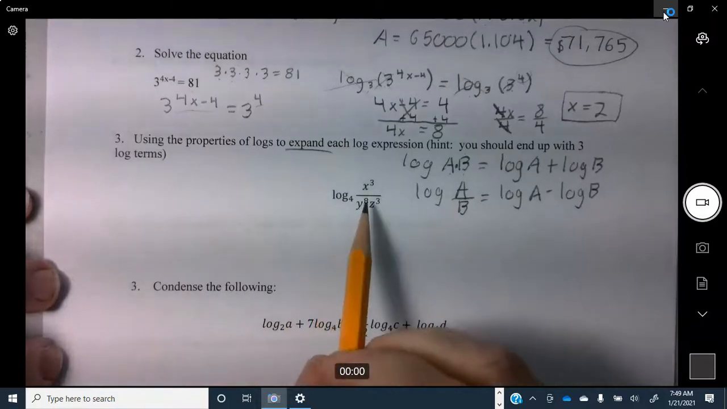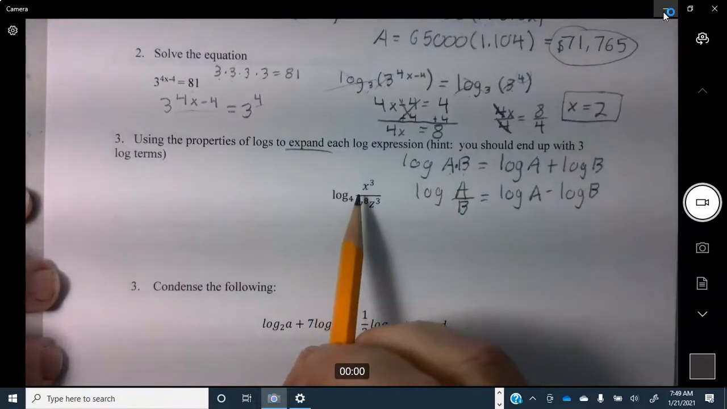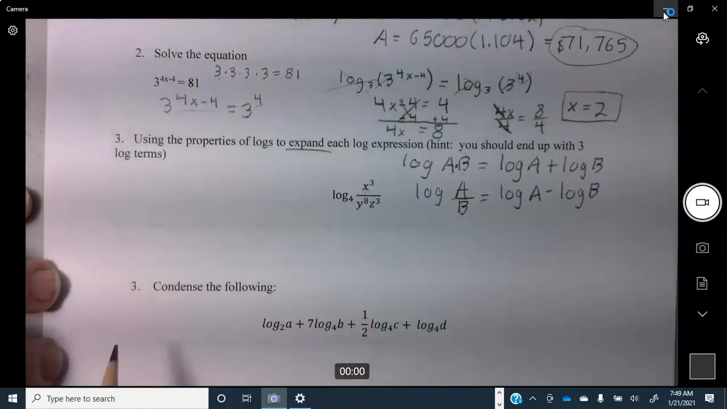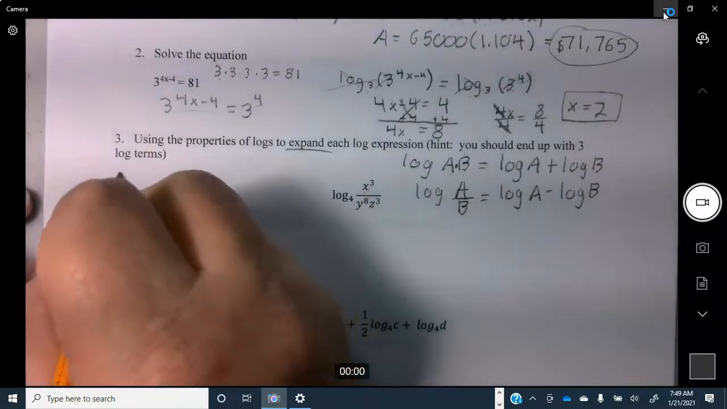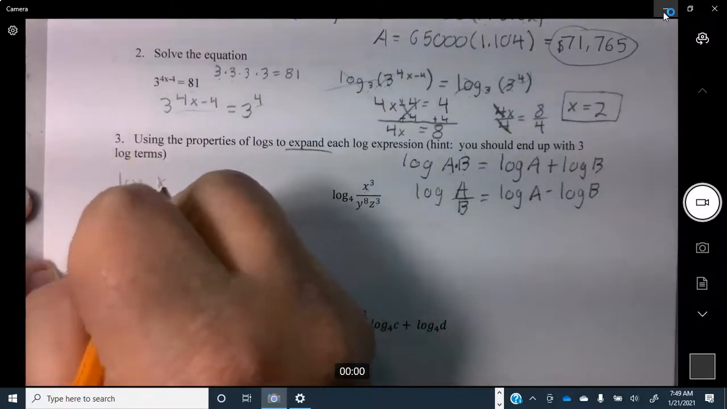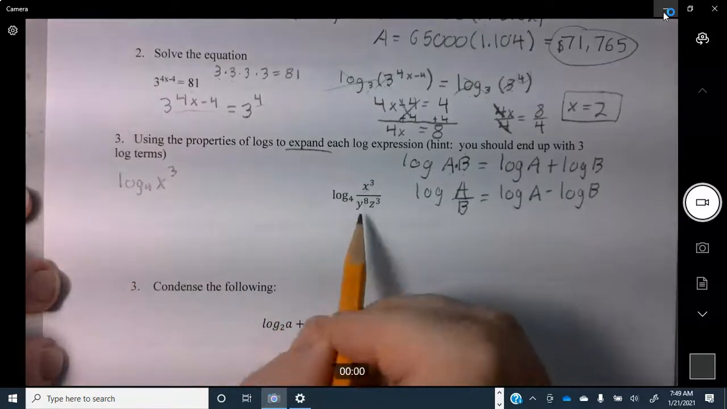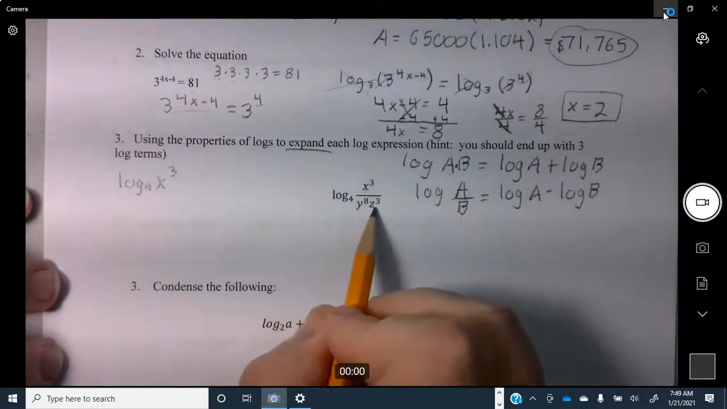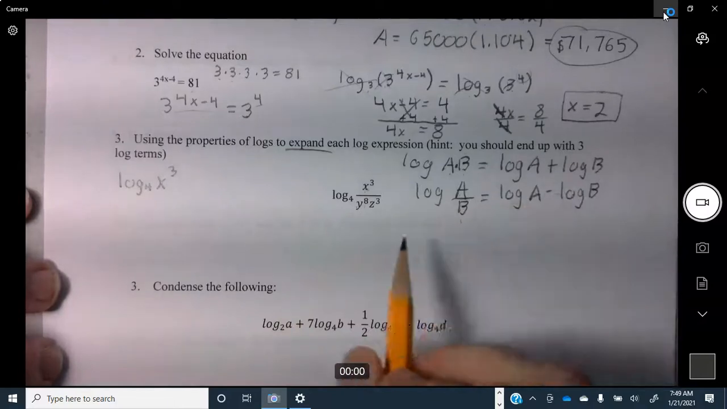And so what that means is you have log 4. We'll start off with log 4x raised to the 3rd power. So I'll do this over here. And then these are on the bottom, just like the b is on the bottom of this. So these are going to be subtractions, just like that's a subtraction right there.